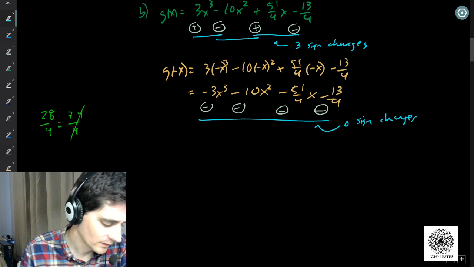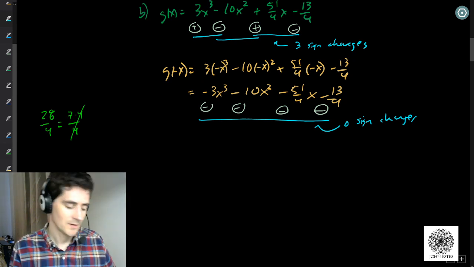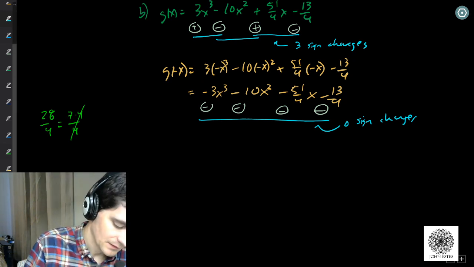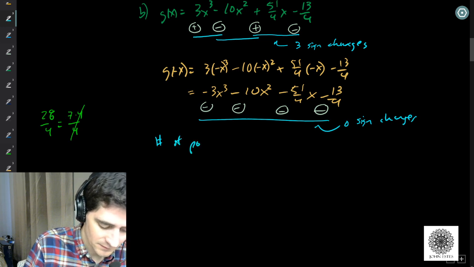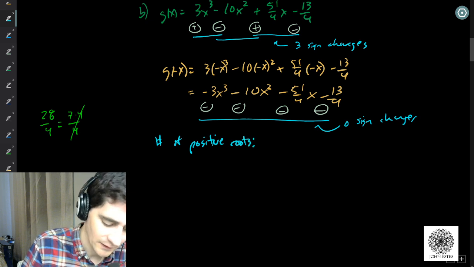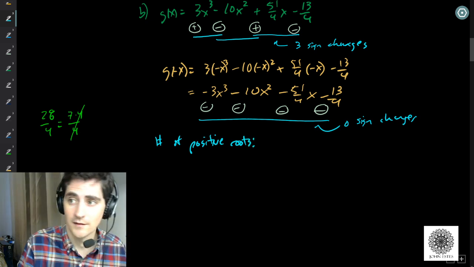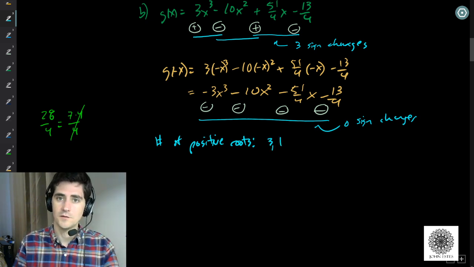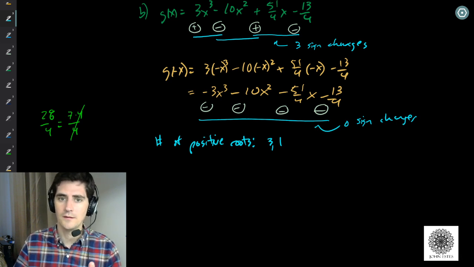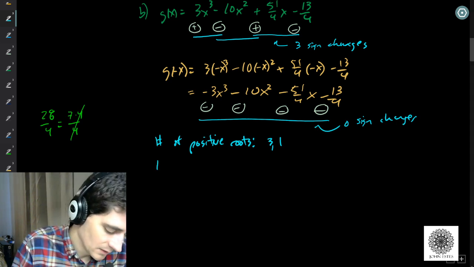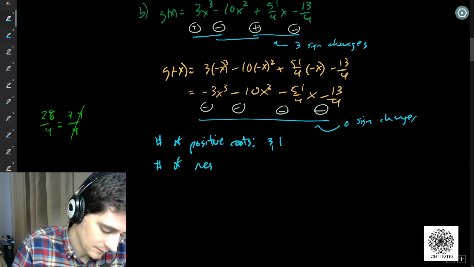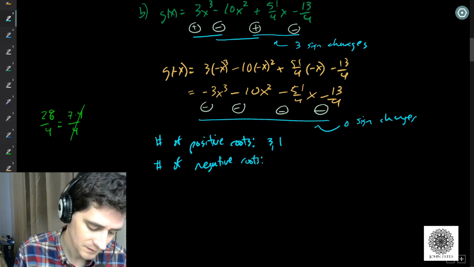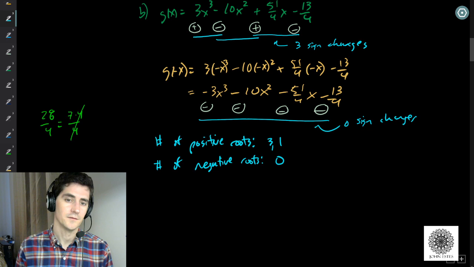So to summarize then, how many positive roots can I possibly have? Let's say number of positive roots. Well, I had 3 sign changes in g of x. So that's either going to be 3 or 1. We have to subtract 2. We started at 3, subtract 2 as much as we can, 3 or 1. Number of negative roots: no sign changes, so we have 0 possible negative roots.